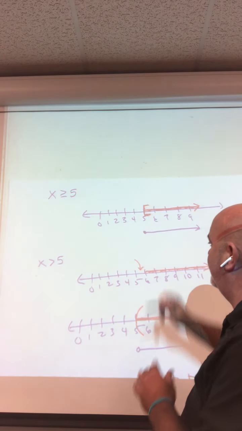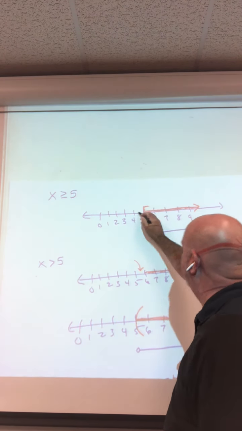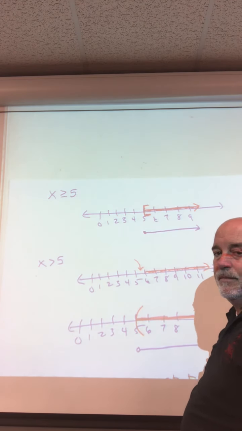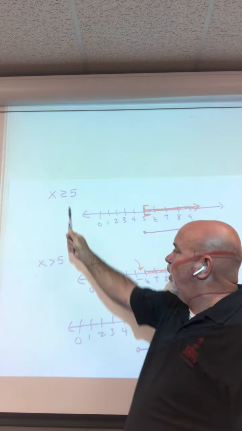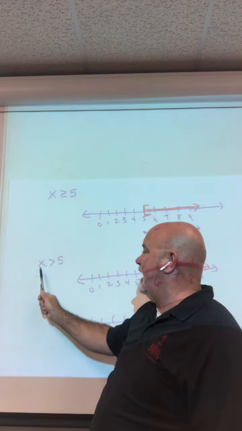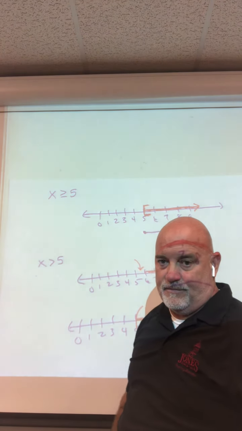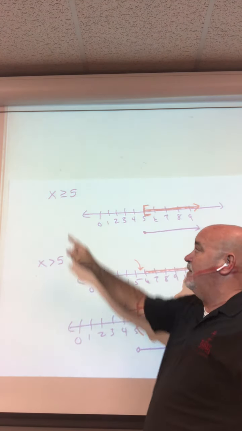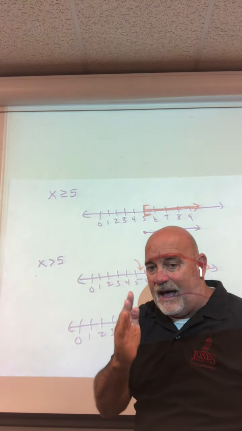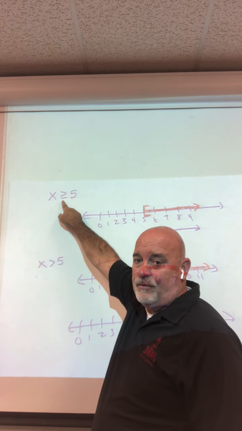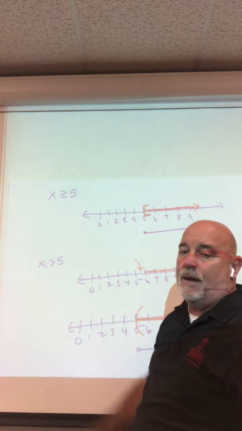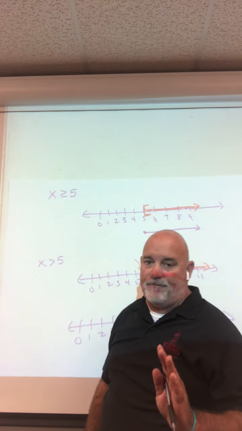Now, another common way to do that is to put a dot on the 5 and draw to the right. Either one of those is fine. Now, what is the difference in the graph x is greater than or equal to 5 and x is just greater than 5? The difference is this is all the numbers greater than or equal to 5, so you're including 5 in your graph. The difference here is you're not including 5. It's all the numbers bigger than 5, but not 5.